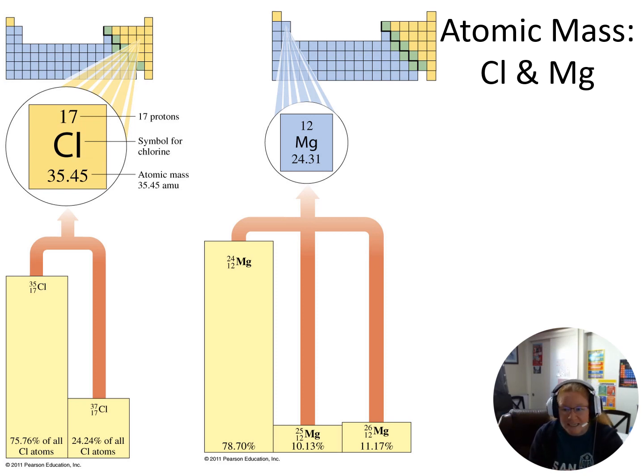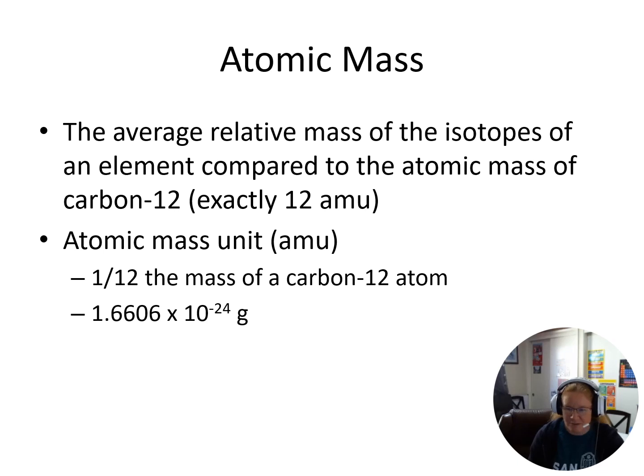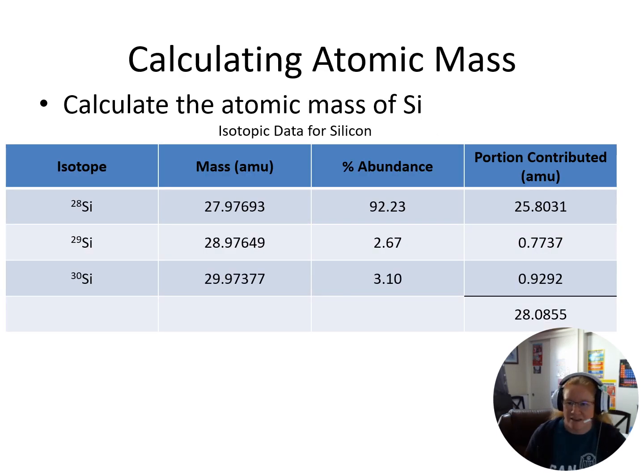And those few that weigh 37 are what drives the mass up over 35. Magnesium has 3 known stable isotopes, magnesium 24, 25, and 26. Our average weight of magnesium is 24.31 because the majority of magnesium is actually magnesium 24, 78.7% of it. And so again, we get that average relative mass compared to carbon. Okay, so how do we do this? If I look at silicon, I have silicon 28, 29, and 30.